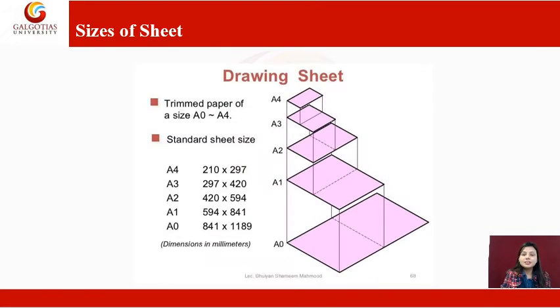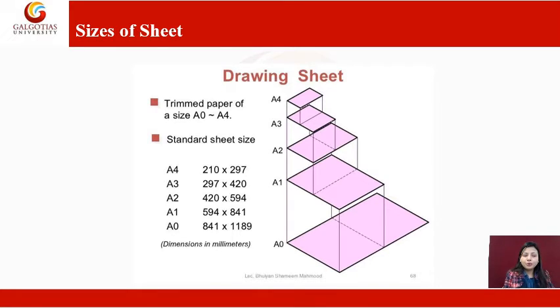Now comes the sizes of sheets. Drawing sheets come in A0, A1, A2, A3, and A4 sizes. As you see in these images, this is the A4, A3, A2, A1 and A0 sheet. The size of A4 is 210 by 297 mm. The size of A3 is 297 by 420 mm. The size of A2 is 420 by 594 mm. The size of A1 is 594 by 841 mm. And the size of A0 is 841 by 1189 mm.